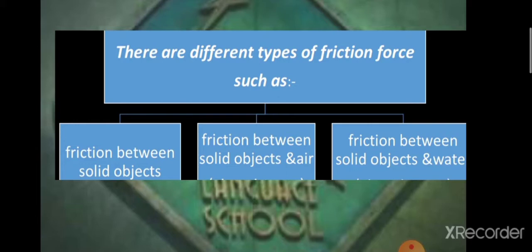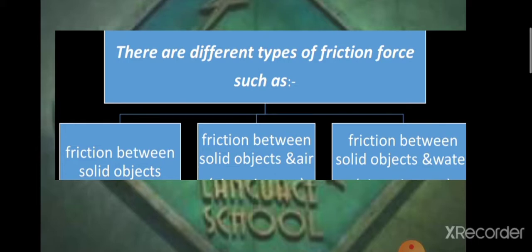And we said we have three factors that affect this friction: the surface area, surface material, and speed. We said before, all of them began with S. Again, surface area, large or small; surface material, rough or smooth; and speed, if it's fast or slow. In today's lesson, we have to know the different types of friction force.